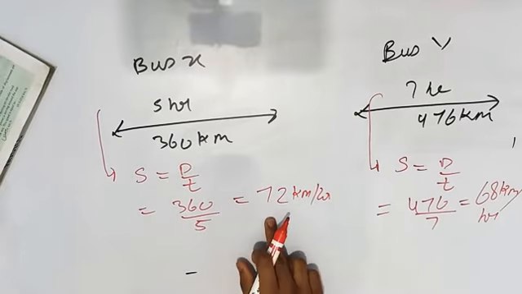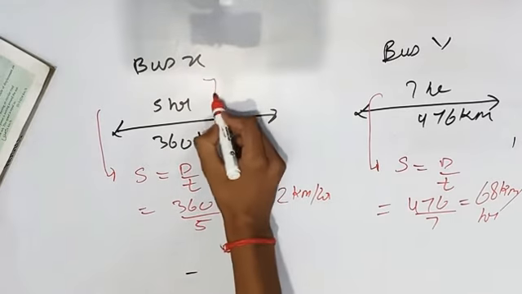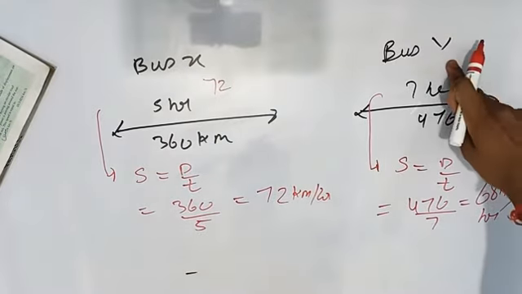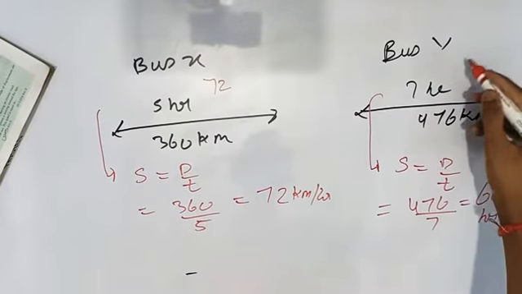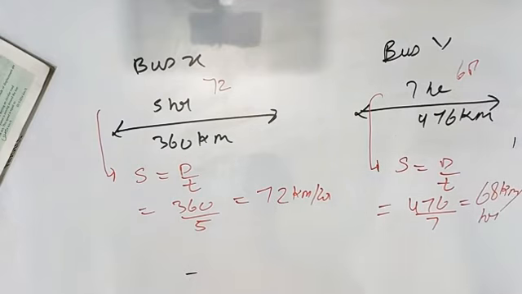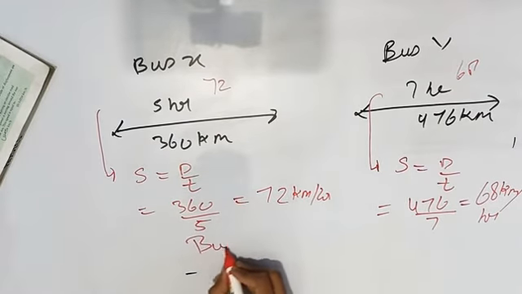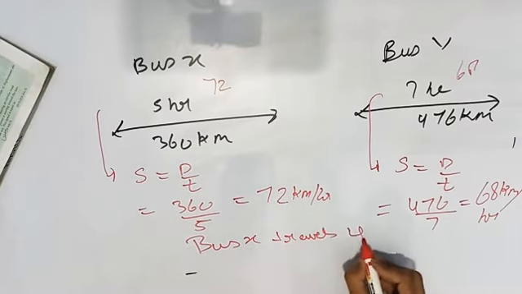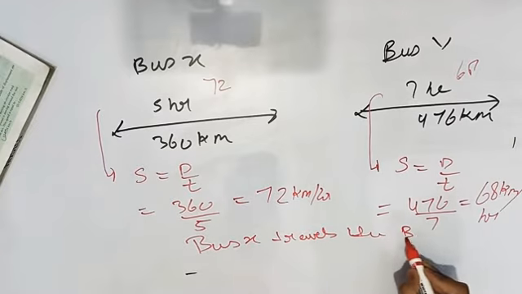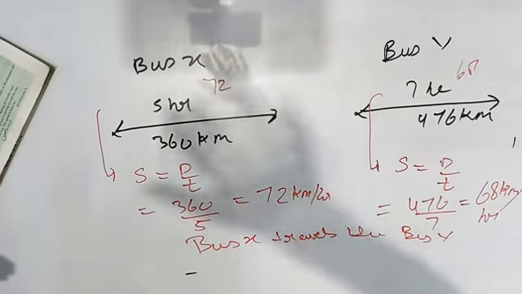Now we can see that bus X speed is 72 km per hour and bus Y speed is 68 km per hour. Now we can directly say which bus travels faster. So bus X travels faster than bus Y.